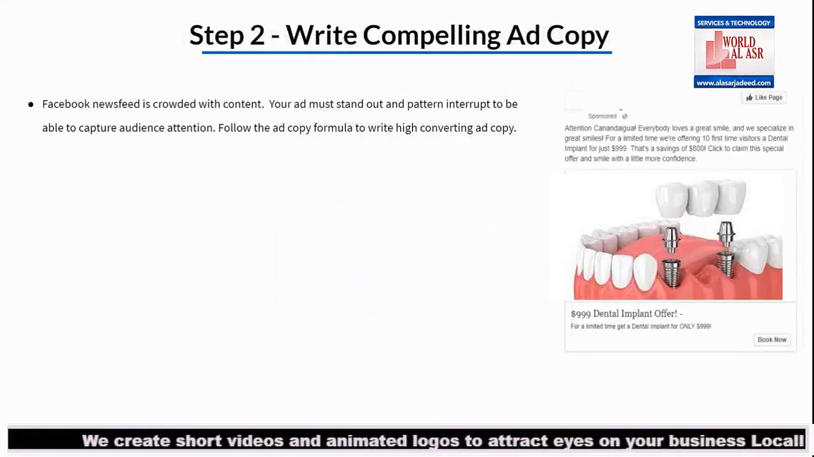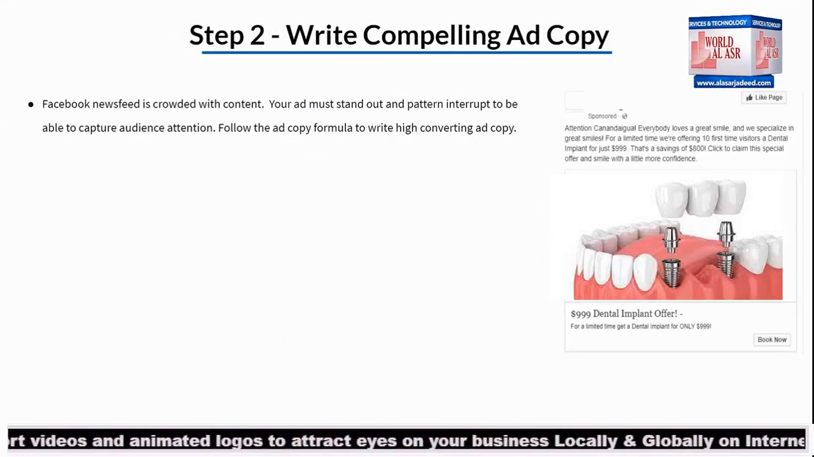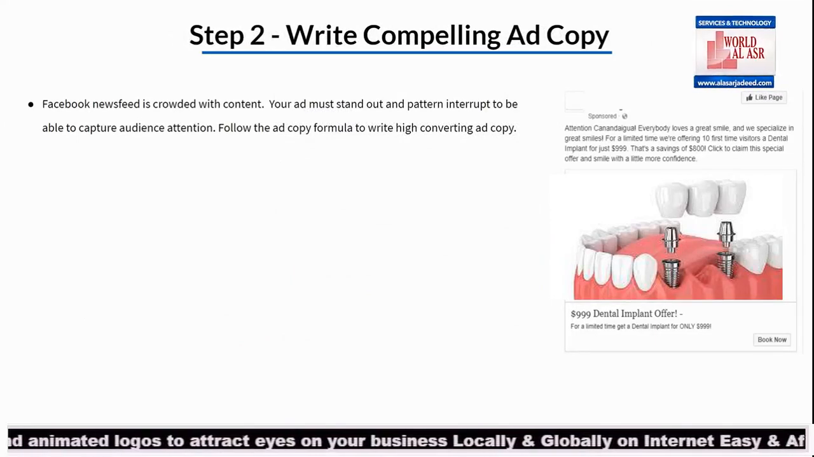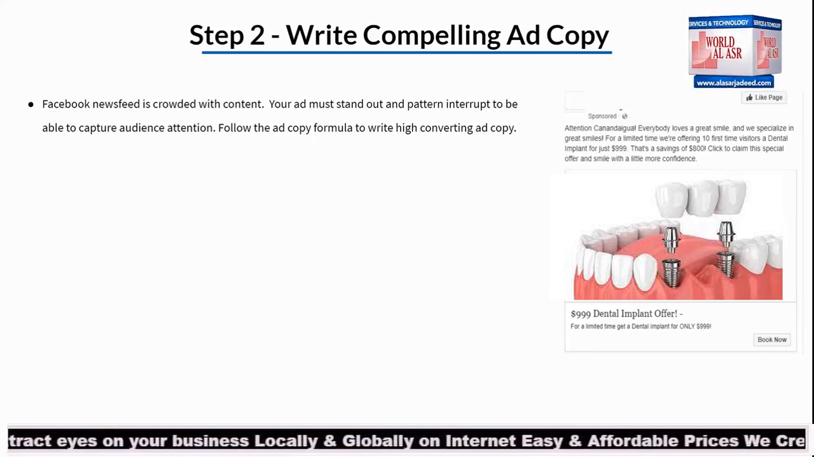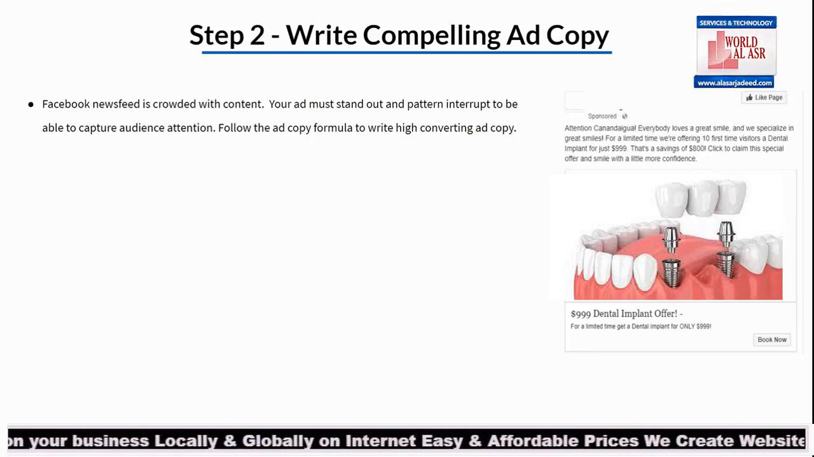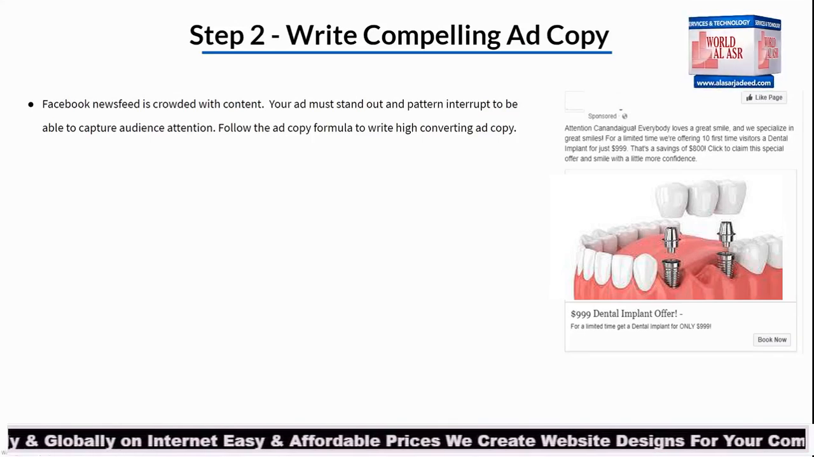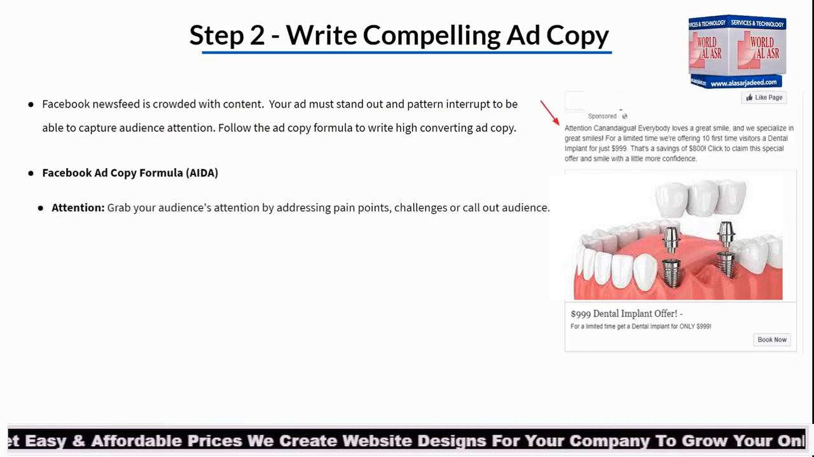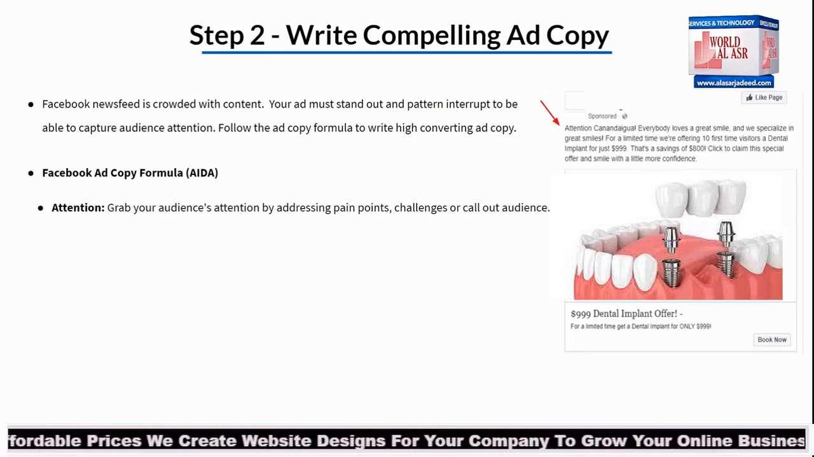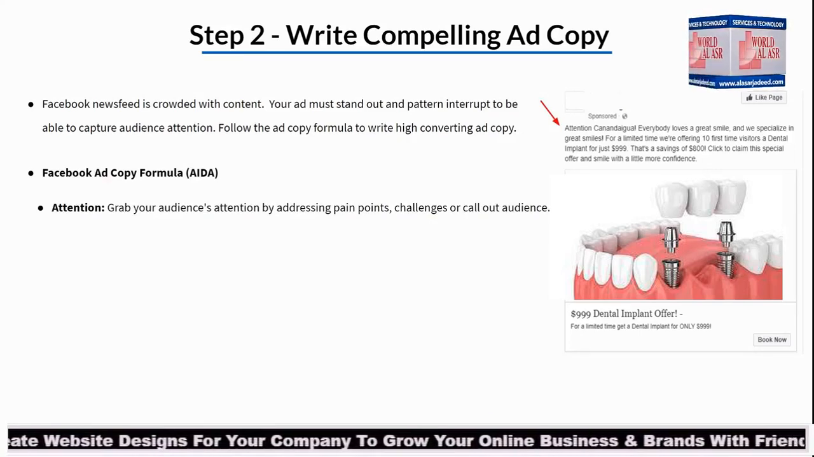And then step 2, this is where we want to have compelling ad copy. The Facebook newsfeed, as you know, is crowded with content. You have content from your friends, your family, people you're following, and different ads. So it's important to have a very specific ad copy formula, and this formula is called ADA. So it's attention. This is where we want to grab the attention by addressing pain points or challenges or even calling out the audience.